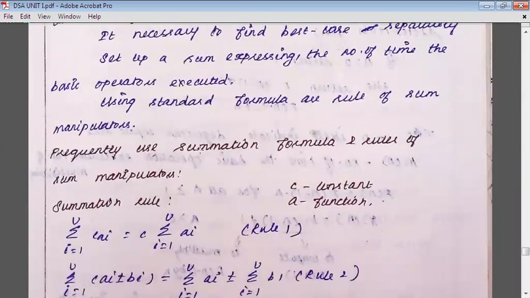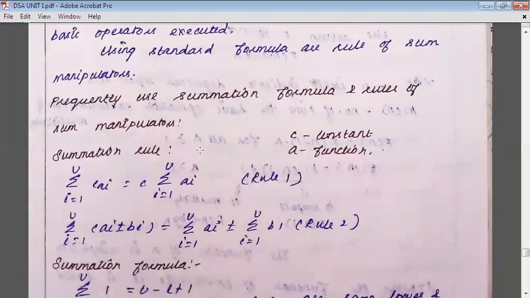So the sum of i equals 1 up to u, what is that? c·a_i. So c, the constant, comes outside of the summation of i equals 1 up to u of a_i. This is rule 1. Rule 2: the summation of i equals 1 up to u of a_i plus or minus b_i. You separate it: first the summation of i equals 1 up to u of a_i, plus or minus the summation of i equals 1 up to u of b_i. So this is summation rule 2.